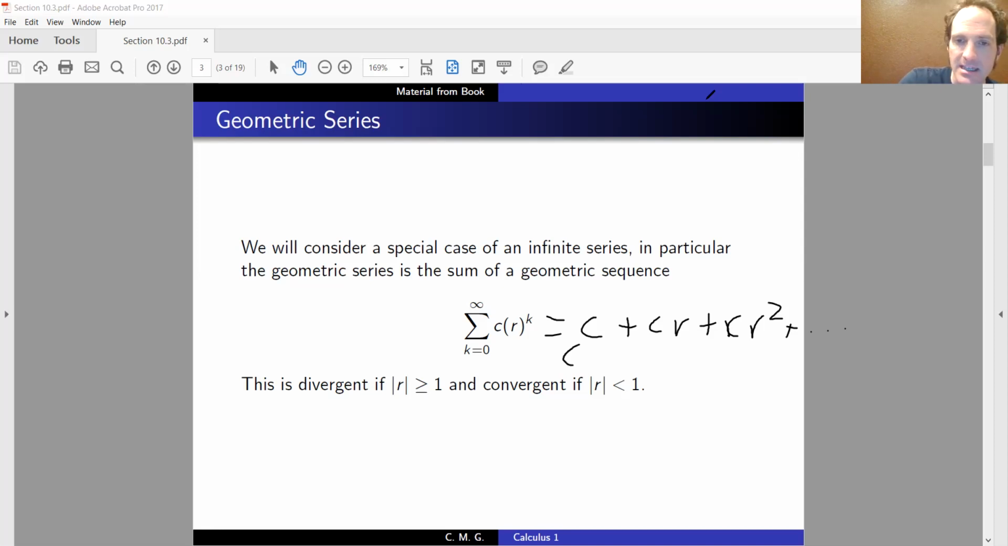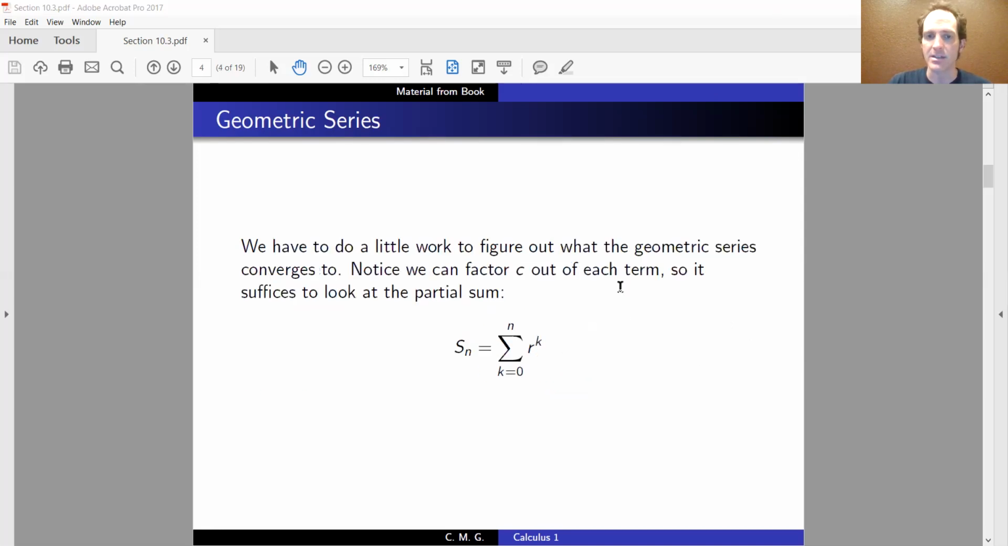And so I can just take this as c times 1 plus r plus r squared plus so on. So I really don't need to think about that constant c when I'm doing the analysis of this summation. In particular, I really don't want to worry about that c. Let's add up the terms r to the k for k equals 0 to n and see if we can figure out the analysis for that. Then once I do that, I can multiply all of that by c, and that gives me my sum of this sequence c times r to the k.